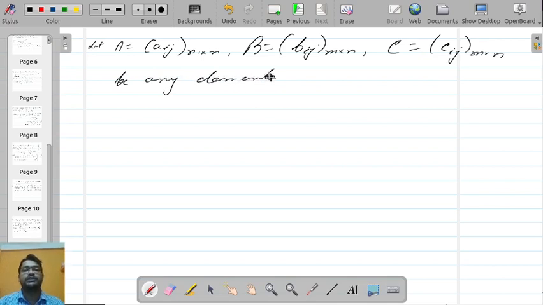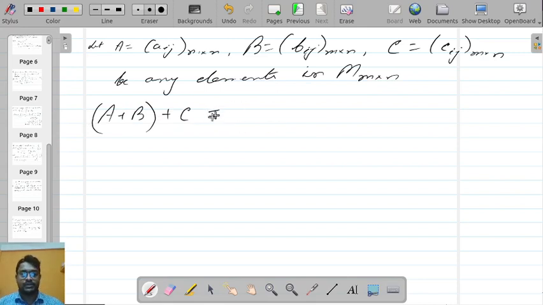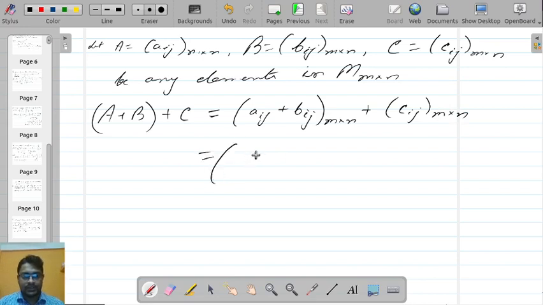Okay, we take three elements in M_{m×n}. What I have to show is that (A + B) + C is the same as A + (B + C). So (A + B) + C is the matrix where A and B are first added, so it is (a_ij + b_ij) of order m by n, plus (c_ij) of order m by n. In matrix notation, it is again (a_ij + b_ij) + c_ij. The elements are added component wise.